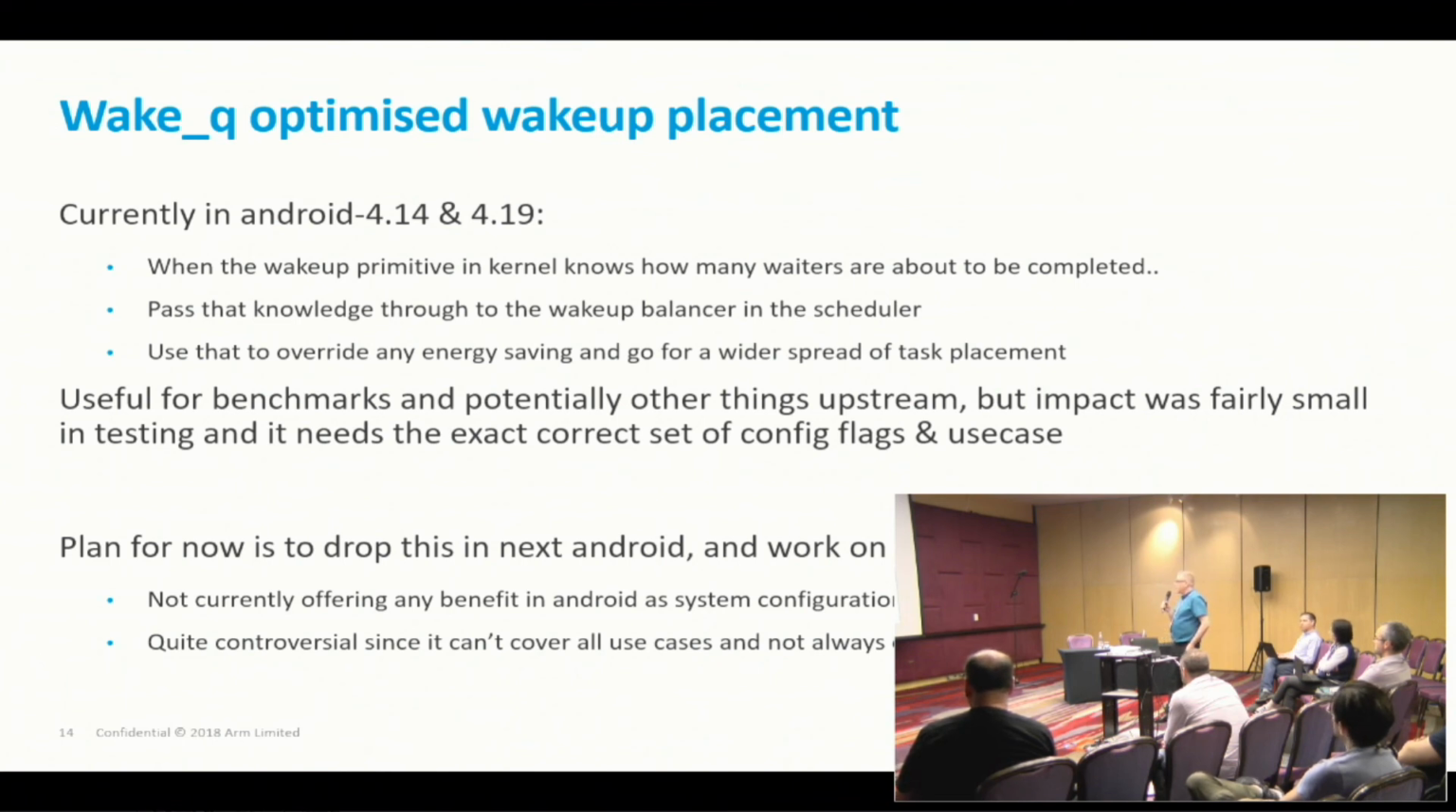And actually with the code the way it is in 4.19, the config flags are set up so that this doesn't actually provide any impact at all. It doesn't get used. We don't have the wake up queue flag on, so it doesn't propagate. So what we're planning to do with this is just drop it from the next Android and open up the discussion upstream and see if anybody thinks it's a reasonable idea or if it's really stupid.